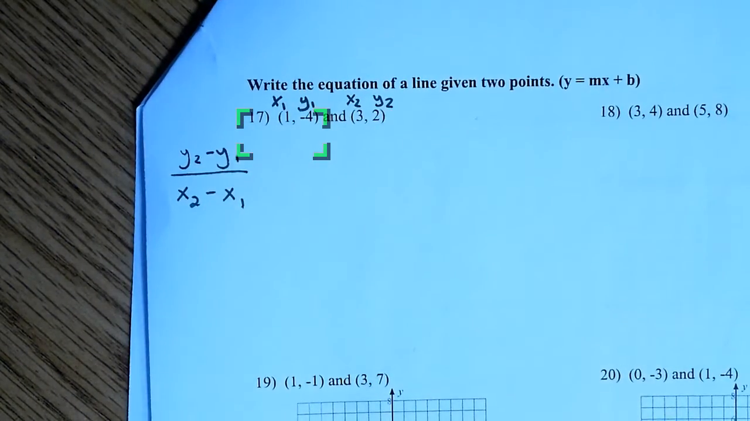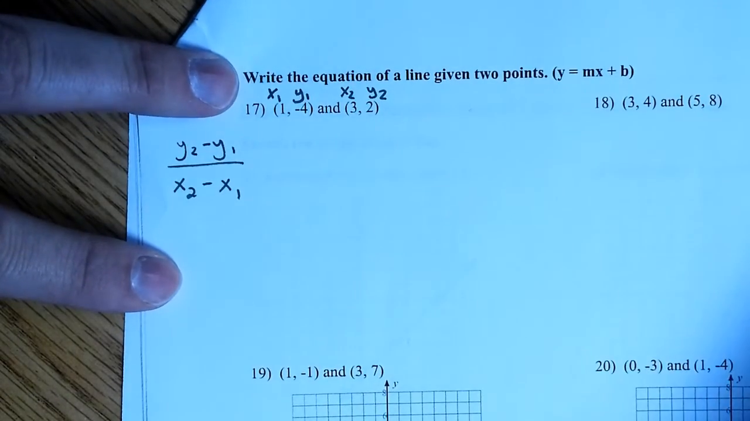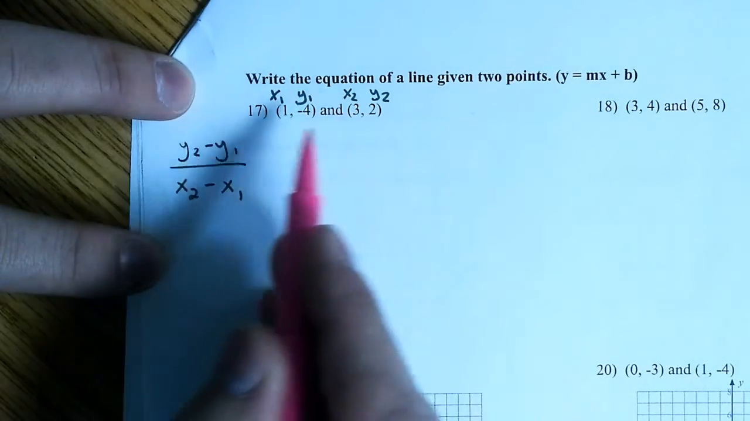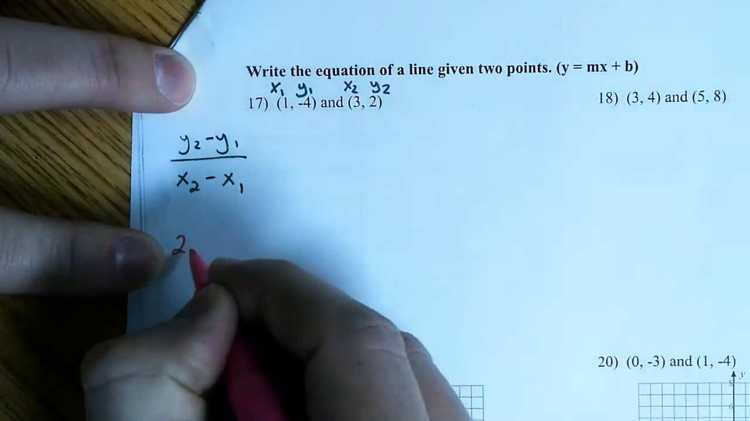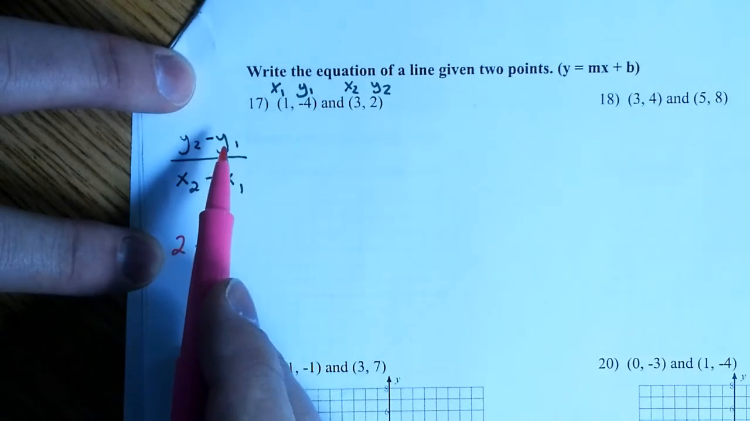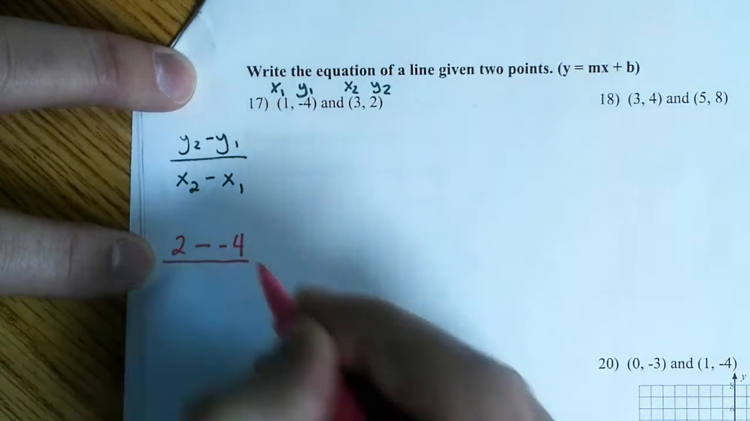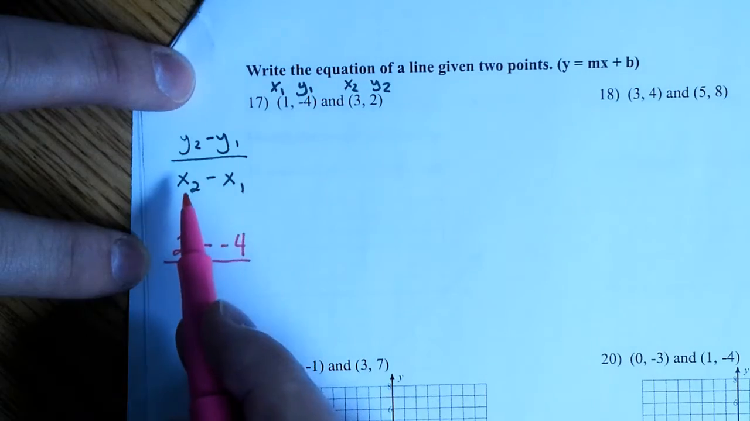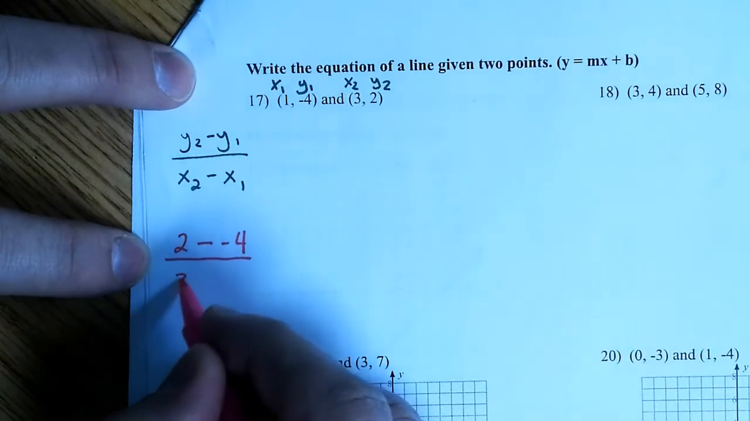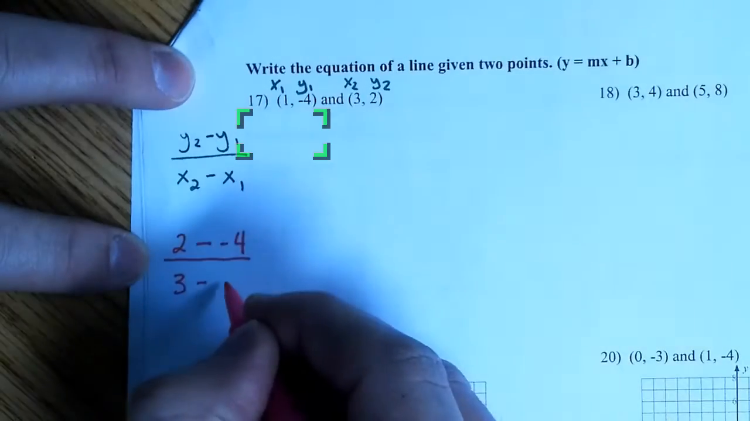So with that, I'm going to plug that information into my formula. My y2 is 2, so I put that 2 minus. My y1 is negative 4, so I'm going to put negative 4 in for y1. Negative 4 over, my x2 is 3. 3 minus my x1, which is 1. So 3 minus 1.